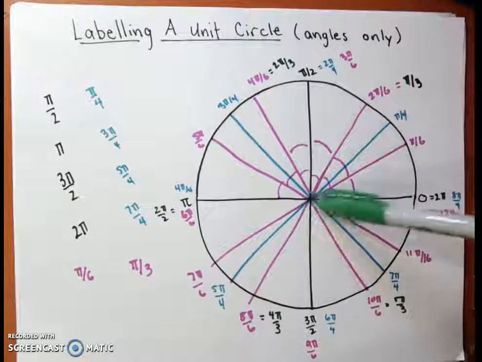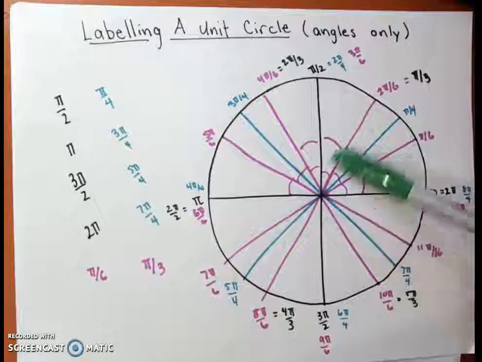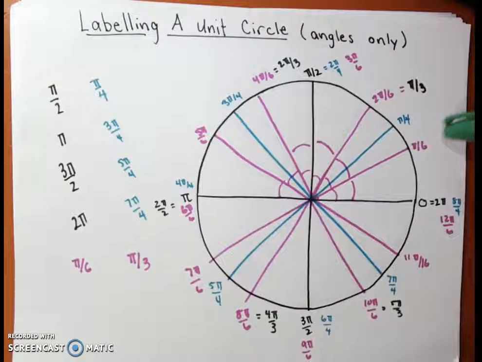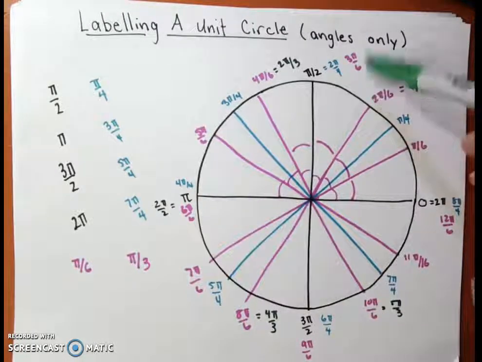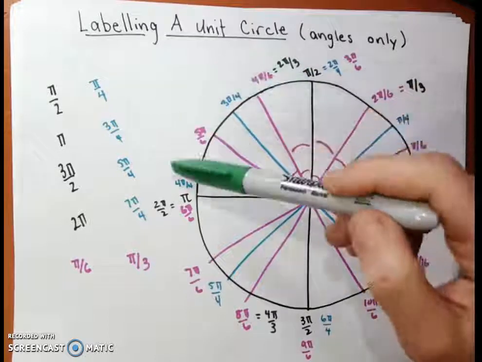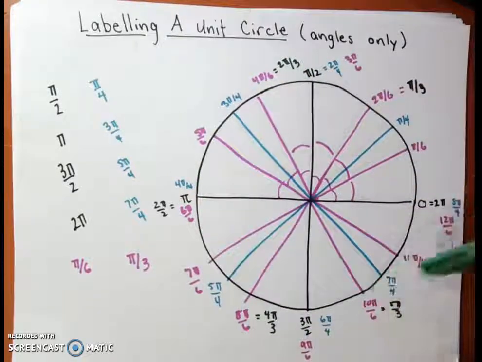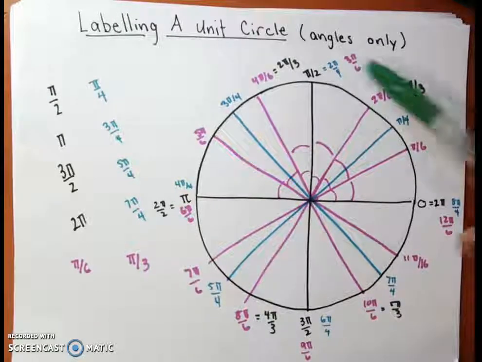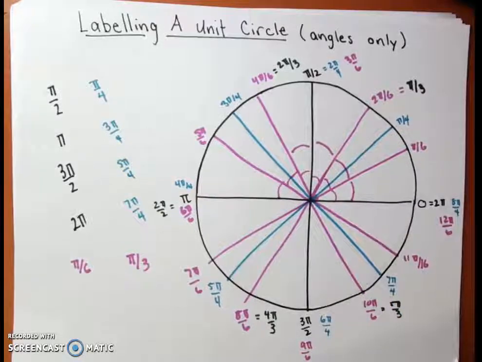Then separate each quadrant into thirds with these pink lines and draw them through so that they're all separated, and then count out your pi over 6s. 1 pi over 6, 2 pi over 6, 3, 4, 5, 6, 7, 8, 9, 10, 11, 12 pi over 6s. And then if you want to get them in terms of pi over 3, you just need to simplify some of them. So that is my strategy for labeling the unit circle.